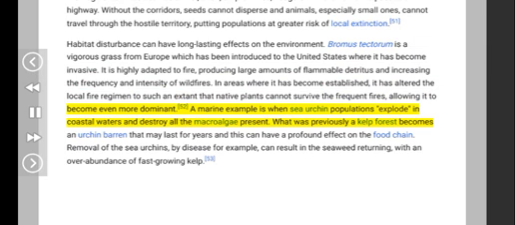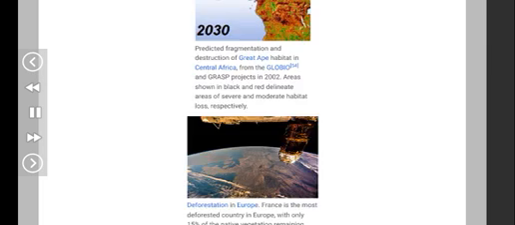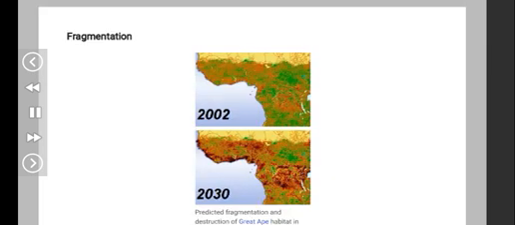A marine example is when sea urchin populations explode in coastal waters and destroy all the macroalgae present. What was previously a kelp forest becomes an urchin barren that may last for years, and this can have a profound effect on the food chain. Removal of the sea urchins, by disease for example, can result in the seaweed returning, with an overabundance of fast-growing kelp.